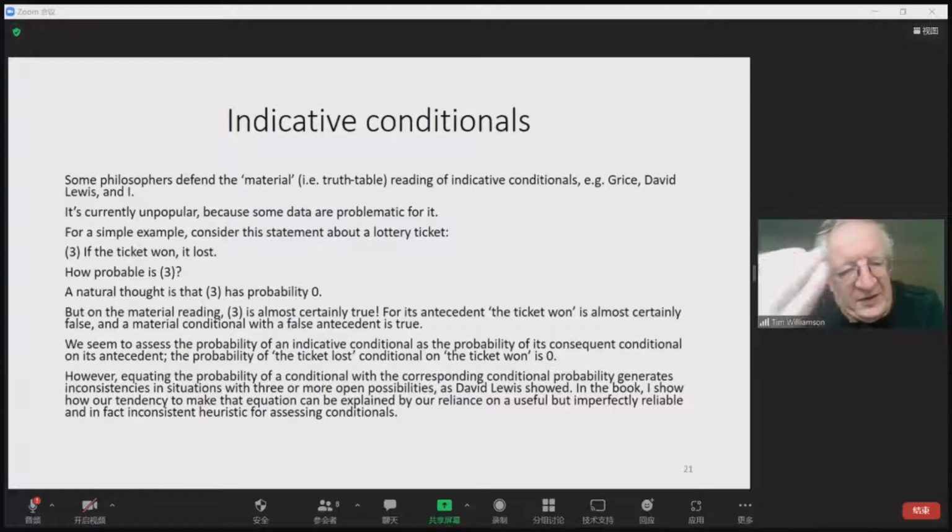And I should say that David Lewis's proof has some slightly controversial assumptions, but I think most of those can be avoided. And so we seem to be having quite a general result here. If you look at where our judgment that 3 is certainly false, that conditional sentence is certainly false, where that judgment is coming from, it seems to be coming from this heuristic for assessing probabilities of conditionals. And the heuristic actually seems to be inconsistent in situations where there are 3 or more open possibilities. And of course, most situations are like that. Any situation in which you're throwing dice, I mean, a die can come up six ways. There are 6 open possibilities.